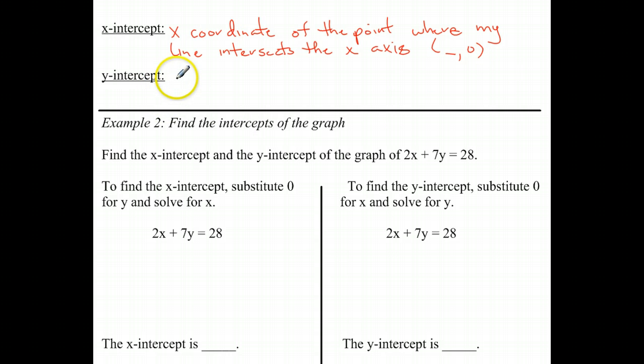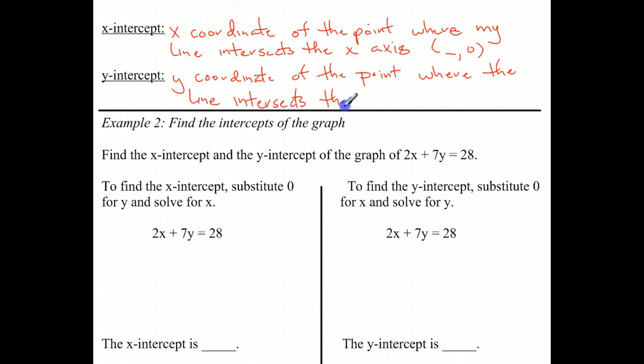Your y-intercept, just the opposite. So my y-coordinate of the point where the line intersects my y-axis, and obviously the opposite of my x-intercept. I'm going to have 0, comma, something.